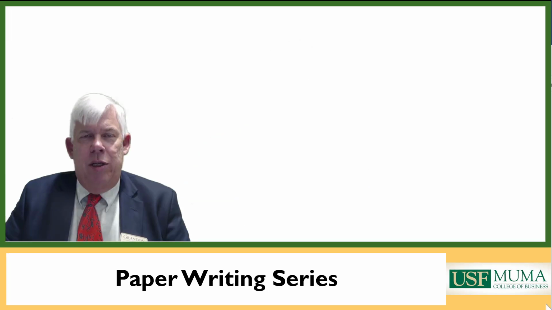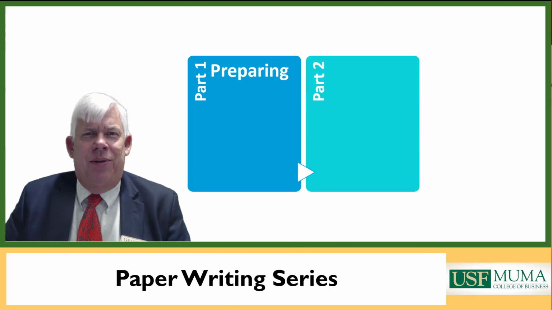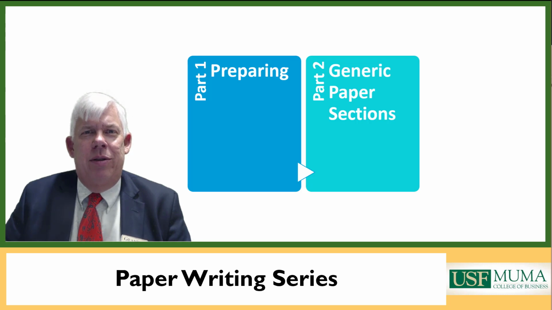This presentation is the first in a three-part series, and its focus is on the things that you want to think about as you are preparing to write a paper. In the second part of the series, we will look at the different sections of a sort of generic paper and what you might want to put into them. And the approach that I use, I refer to as the LIFO, last in, first out approach. And it's a very formulaic approach to writing a paper.